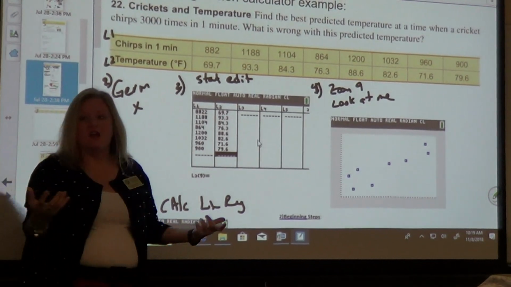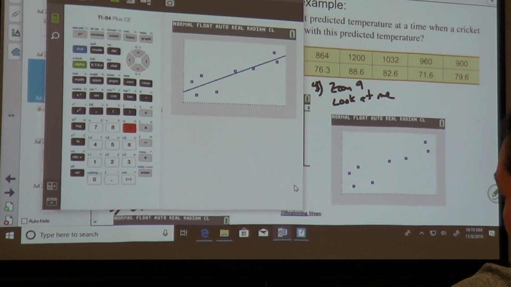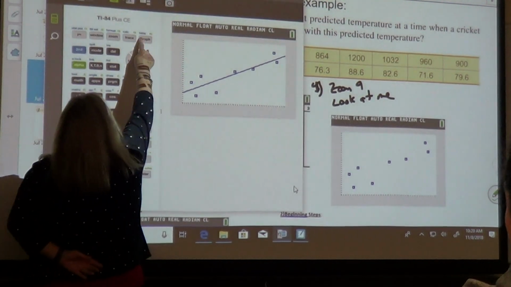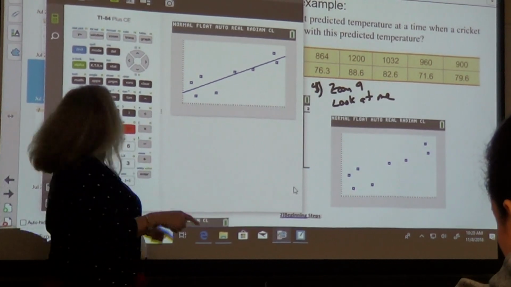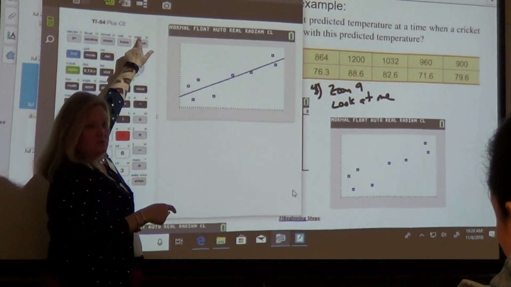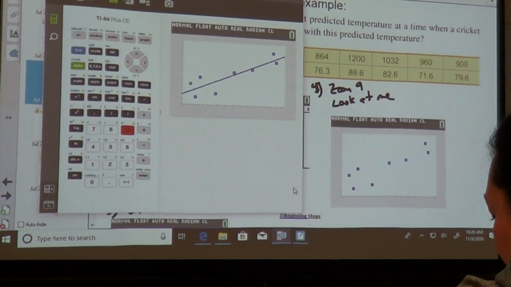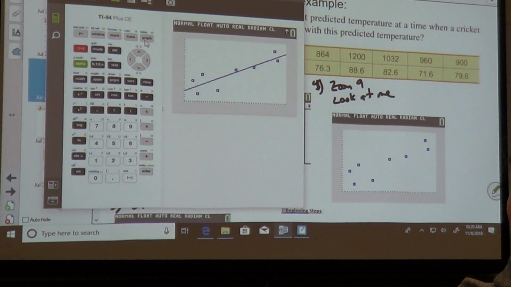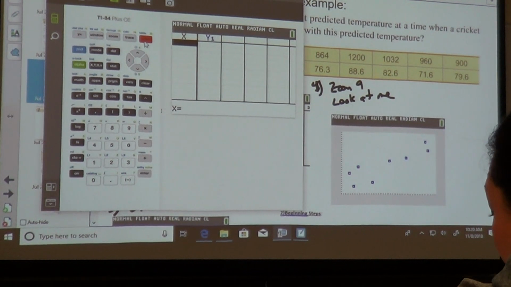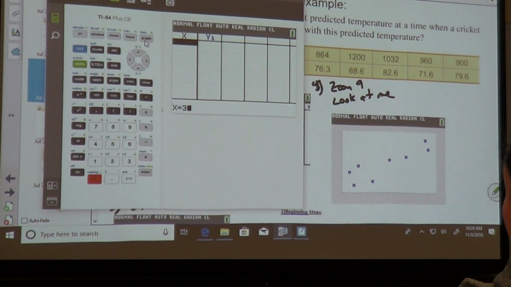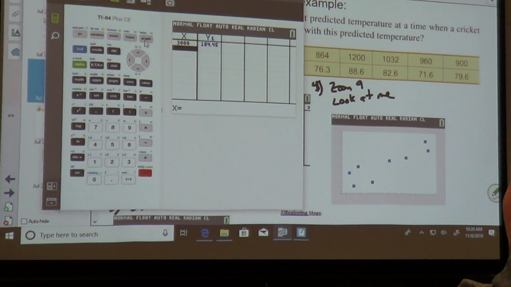Cool? Watch this. In your calculator, you have a button called Table that does your little table for you. To get to it, it's in blue, so you hit Second Table. This is the last step. Your X is like your L1. So what do you think we're going to put in there? 3,000, because your X or your L1 was our chirps. And it gives you your temp.